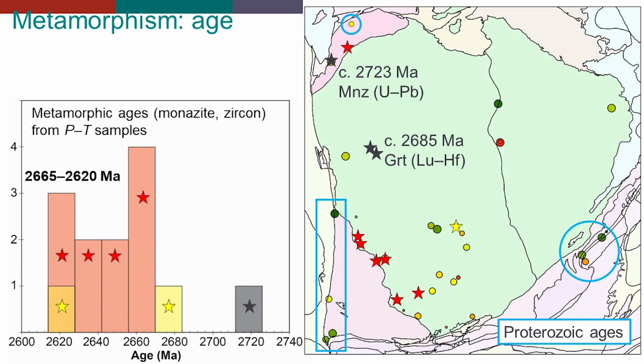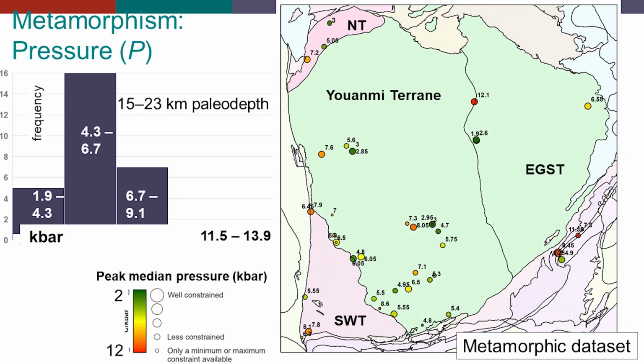In terms of pressure, Raf also mentioned this, we tend to get a range of mid to upper crustal pressures, but we do see a spike, and that's obviously largely biased by the data set that we have, but we do see a peak of metamorphic pressures from about 4 to 7 kilobar, which is recording paleo depths of about 15 to 25 kilometers. So we are really looking at a mid to upper crustal slice through the crust.